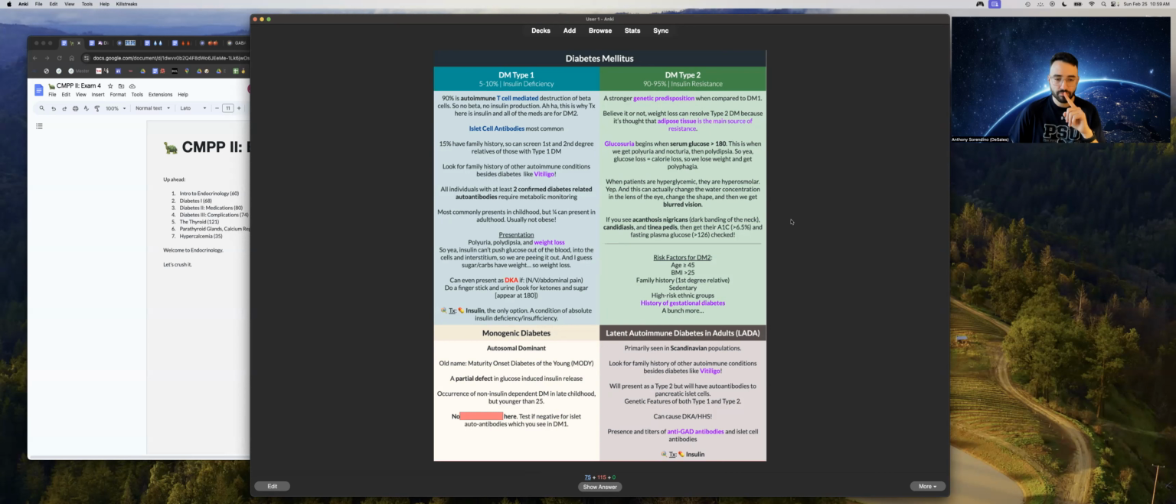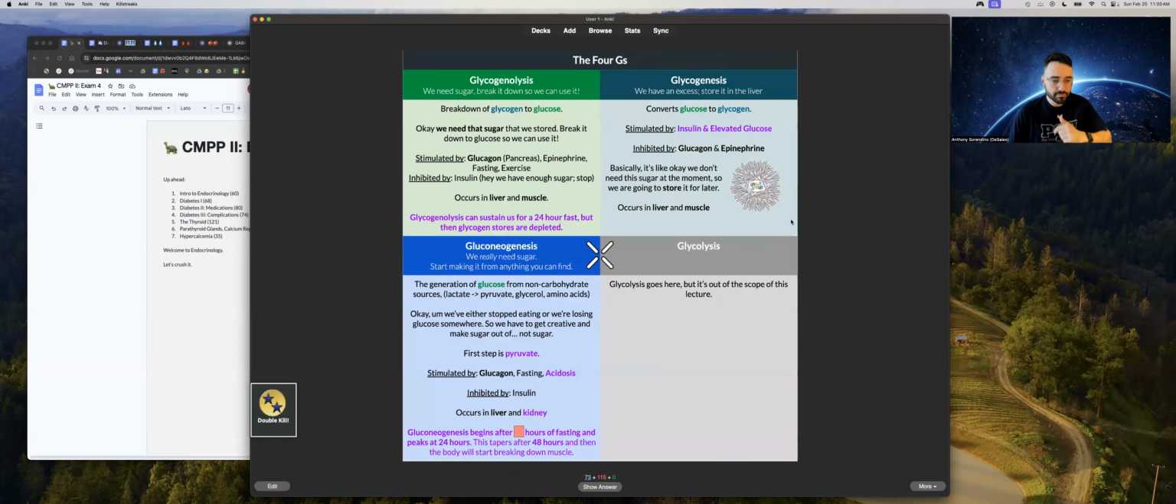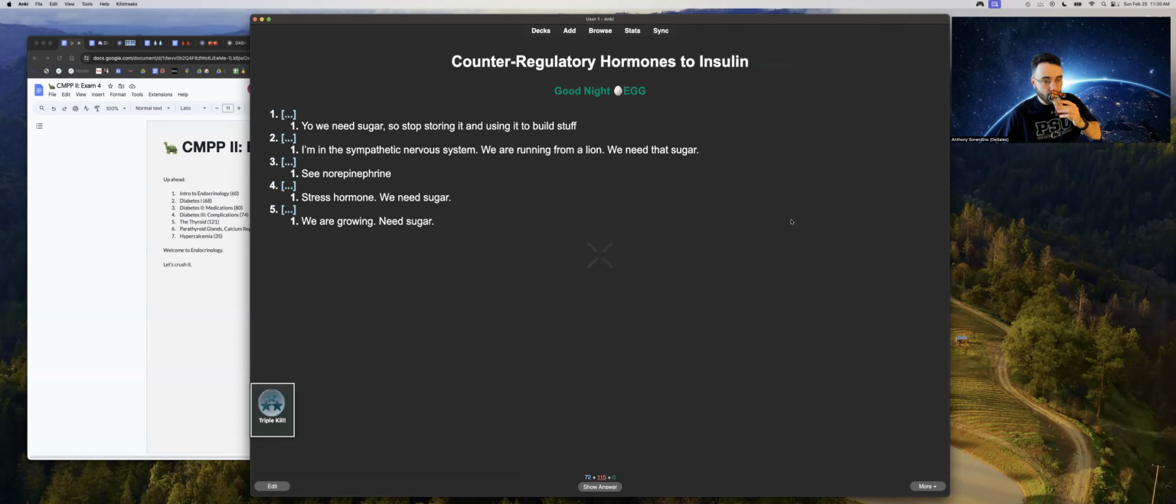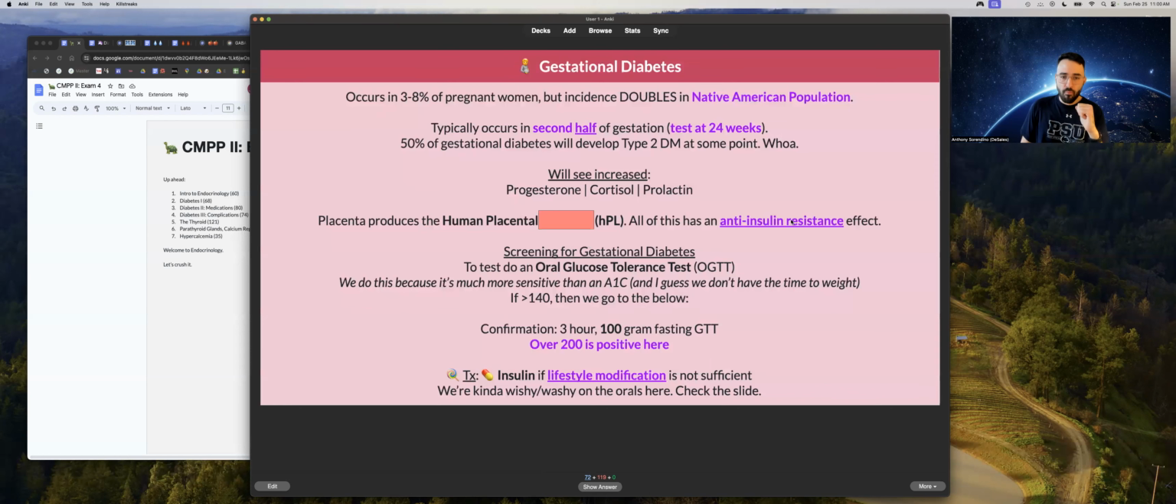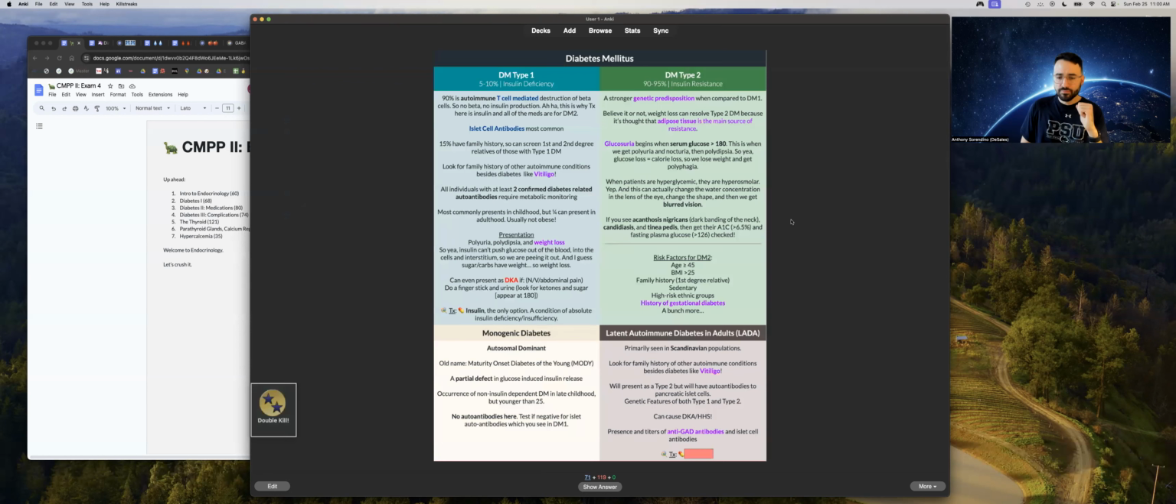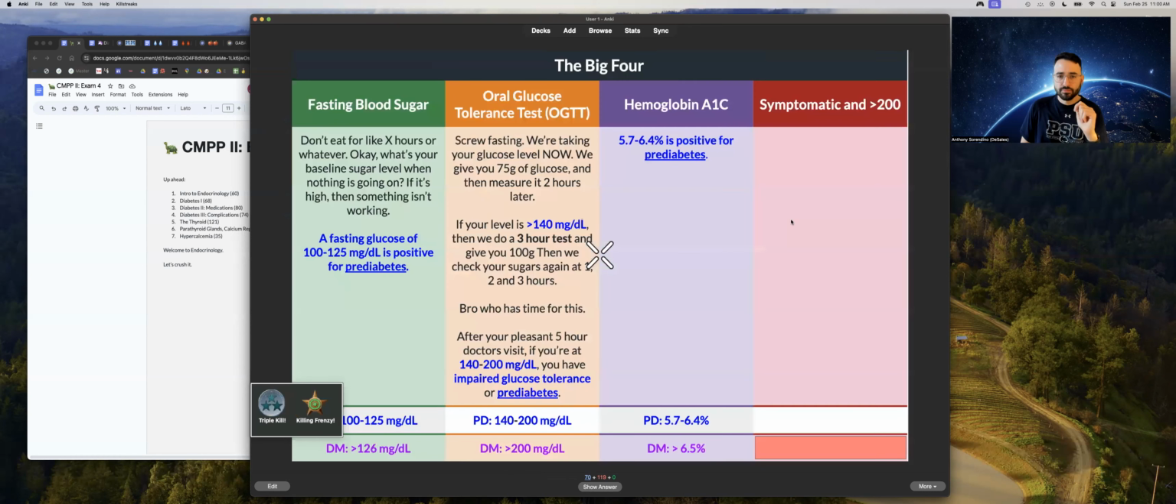Glycosuria begins when serum glucose is over 180. Autoantibodies, polyuria. Gluconeogenesis begins at 12. Lactogen. LADA is insulin, but not at first.